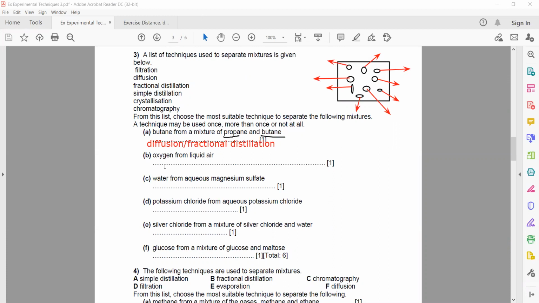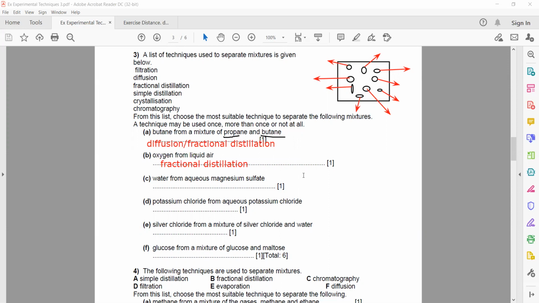So if we are separating oxygen from liquid air, again the mixture of gases, and here we have liquid air, so that's why we cannot mention diffusion, because diffusion is only valid for gases. But fractional distillation, when a gas is converted into liquid and then we separate on the basis of boiling point, we call that fractional distillation.